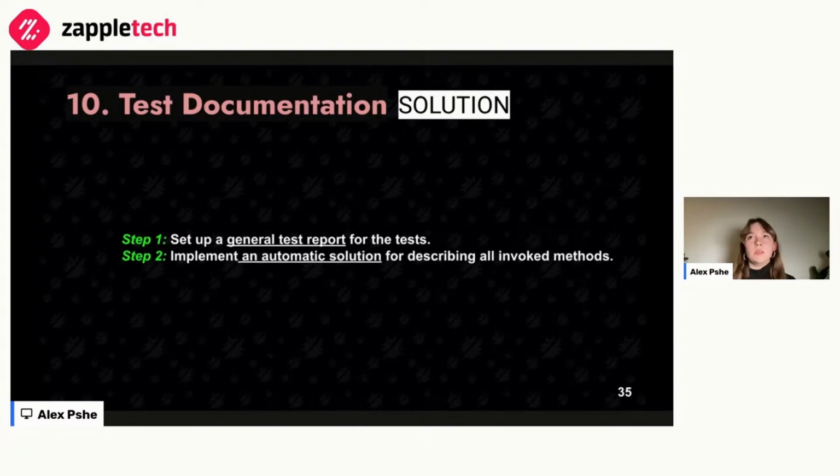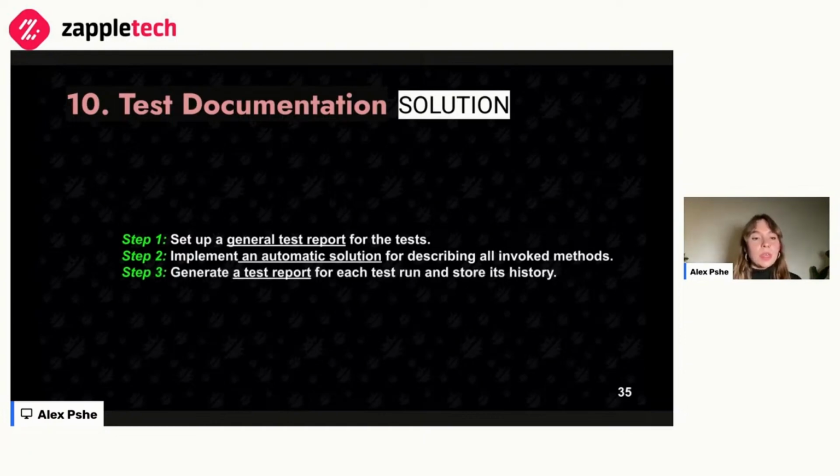Also, we can implement an automatic solution for describing all methods. What does it mean? In all test cases, we use the same basic methods for API or UI tests. So we should create a proxy which will automatically describe all these methods or parameters which we use, and add it directly to the report.